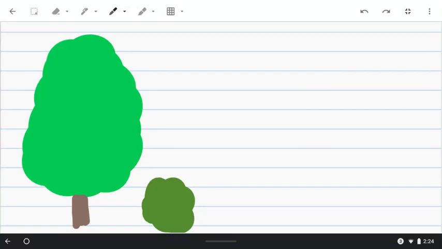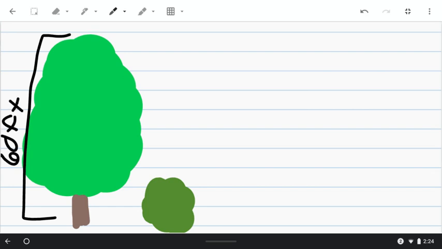All right, you guys, so today we're going to continue working along with division and relating it back to multiplication. So here on my paper, you're going to see I have a tree and I have a bush. My tree, I'm going to go ahead and tell you, is 60 feet tall. Now, what I don't know is how tall this bush is. So I'm looking for how many feet tall this bush is compared to my tree. But what I do know is my tree is 4 times larger than my bush.